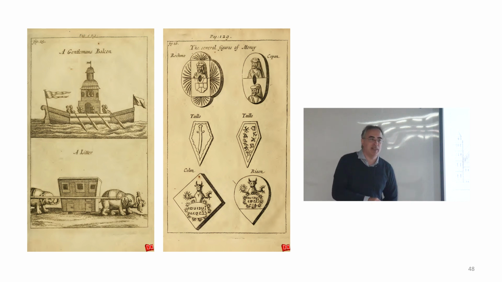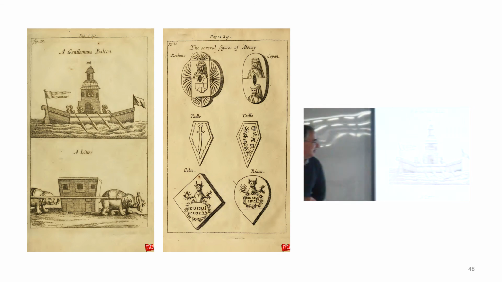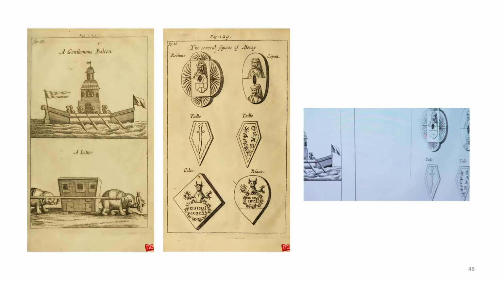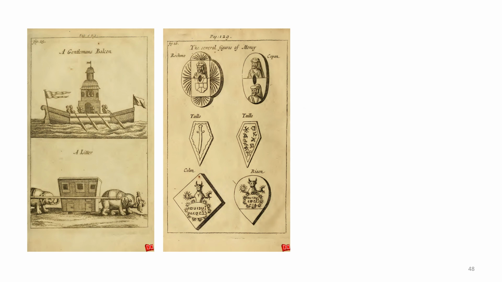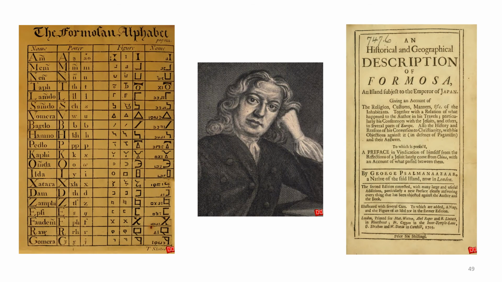This is a country where people actually don't spend much time in the open because it's much too hot. They tend to stay underground. A gentleman's balcony for traveling, a litter for transportation. This is money in that country. Anything familiar at all? Well, come on, this is your own island. This is Formosa. This is the Formosan alphabet. This is how Formosans around 1704 used to write.